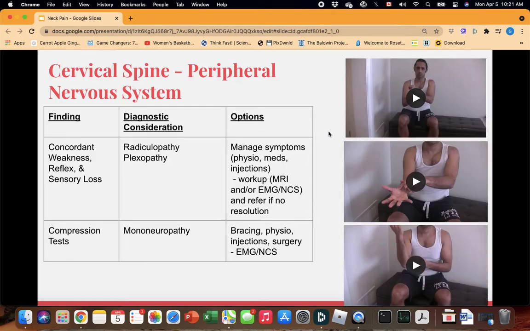So once we have this information, then we try to get a sense of what that pattern looks like. And if it's concordant, if we have multiple muscles and a sensory loss and a reflex loss at say the C7 level, then we could potentially consider someone having radiculopathy or plexopathy depending on the particular clinical history. Versus if it's something a little bit more distal or in one specific peripheral nerve distribution with some positive compression tests, then we may be dealing with a peripheral neuropathy or peripheral mononeuropathy.